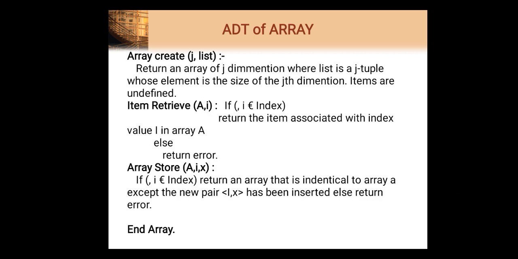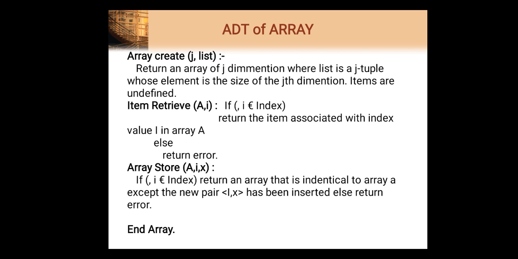The very first function which we are writing on the array is that we are creating an array, that is, initializing an array. You can say integer a of 5 in a programming statement. What you are saying is integer a of 5, that means you are creating an empty array. So the first operation or first function which you need to perform on the array is array creation, which returns an array of j dimension where list of j tuples whose element is the size of the jth dimension.